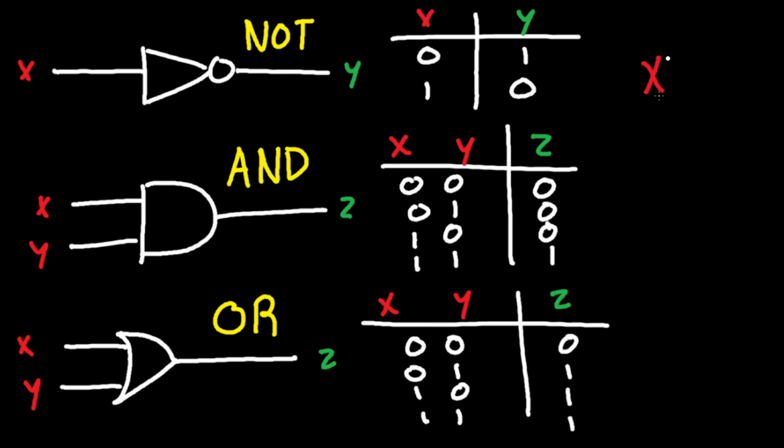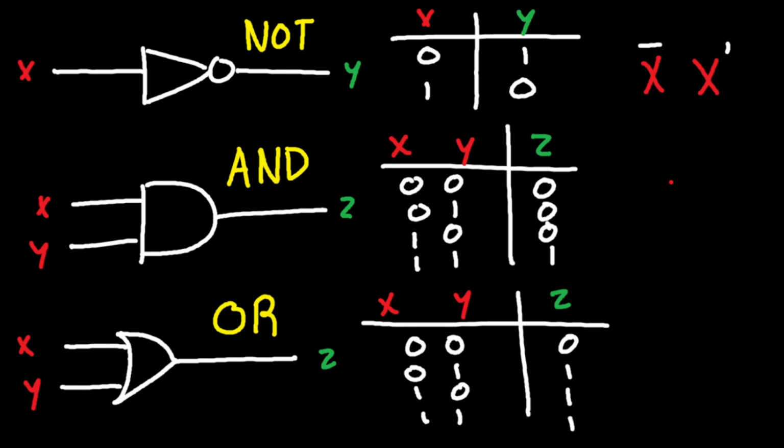You might sometimes see this as a prime symbol. Both can work, right? X bar and X prime are both representations for the NOT gate if you want to just write it down and not draw the symbol. All right, how about for an AND gate?